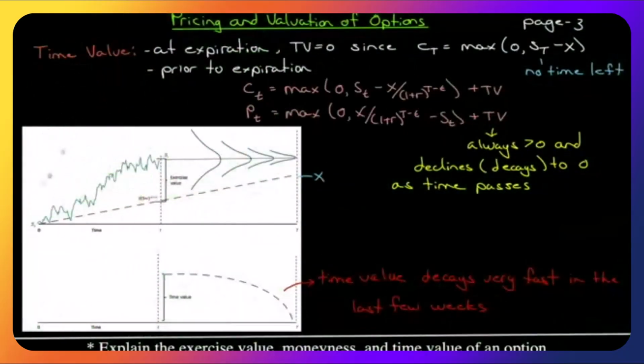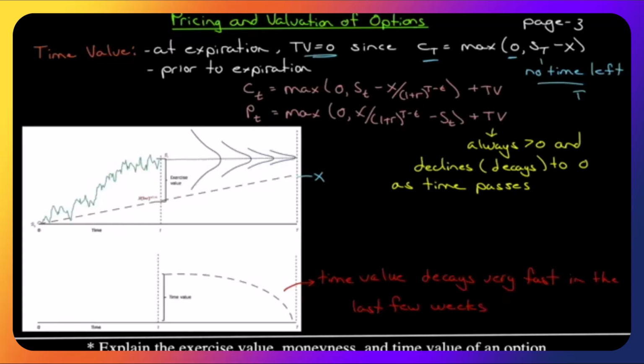Okay, let's talk about the time value of an option. On the first screen, we looked at the exercise value of an option. Now we're going to look at the time value. At expiration, nice and simple, time value equals 0 because, quite simply, there is no time. So the value of the option C capital T, again, is the maximum of either 0 or ST minus X. We say ST because there's no time left. We are at expiration T.